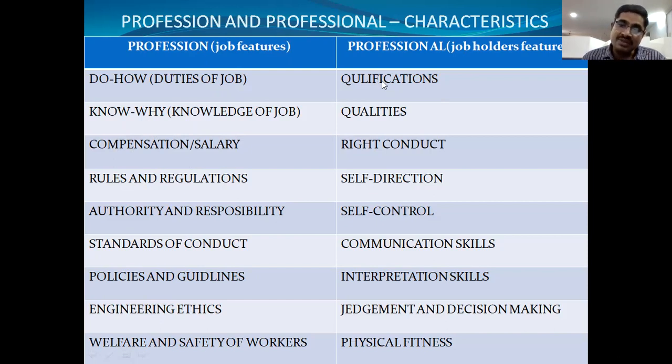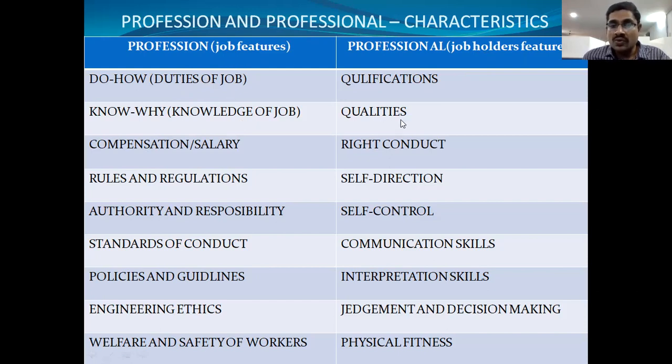So this qualification may be BTech or MTech or MBA, MCA, right? MBBS, B.Pharm, software engineer, I mean civil engineer, mechanical engineer, whatever it is. So the qualification held by the job holder for doing his job, his works, right? So this is the first feature of a job holder. Every job holder should have the qualifications for his job.